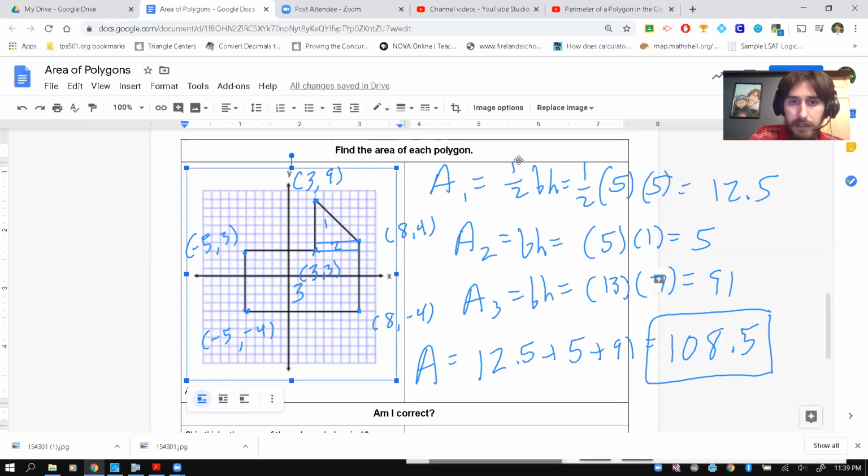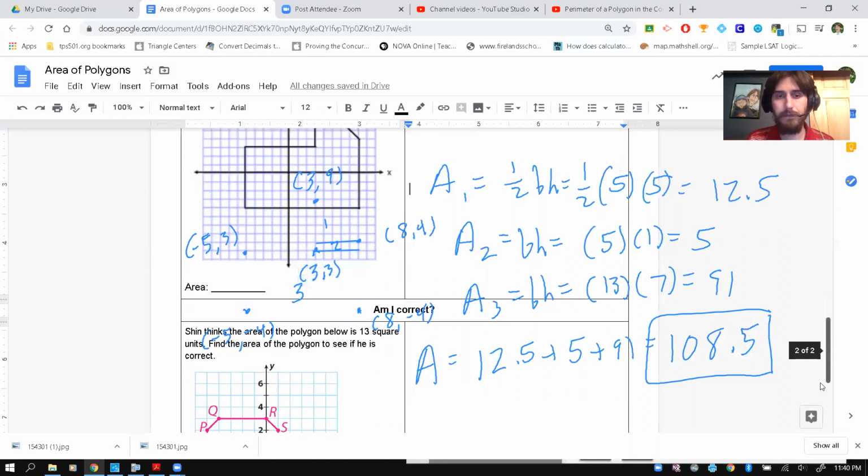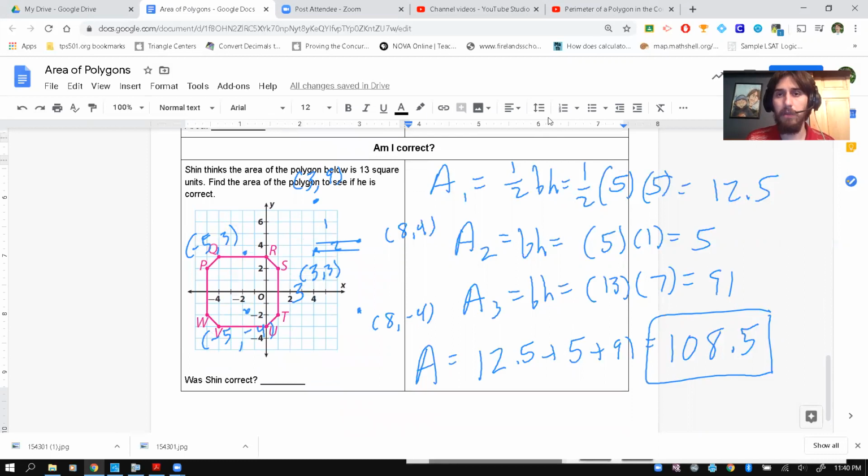That leaves you with this tiny little rectangle here, which is a 5 by 1 rectangle. So its area is 5. And then that leaves you with this last third shape, a big rectangle here that goes 13 by 7. So you should get a total area, then: 13 times 7 is 91, plus 5 plus 12.5 is 108.5. Okay, let's try one more of those.